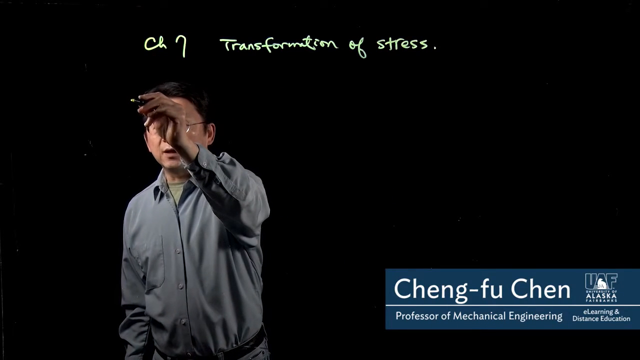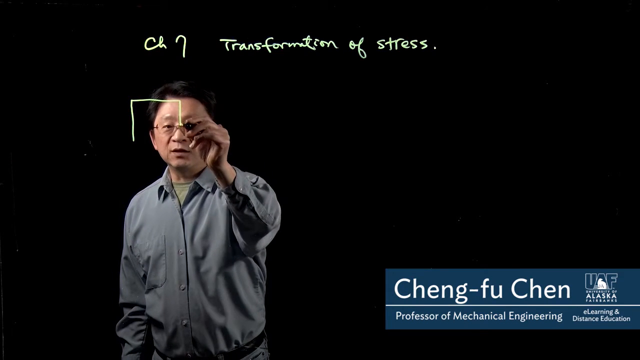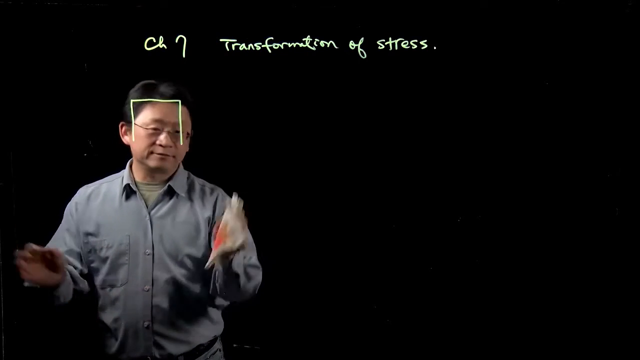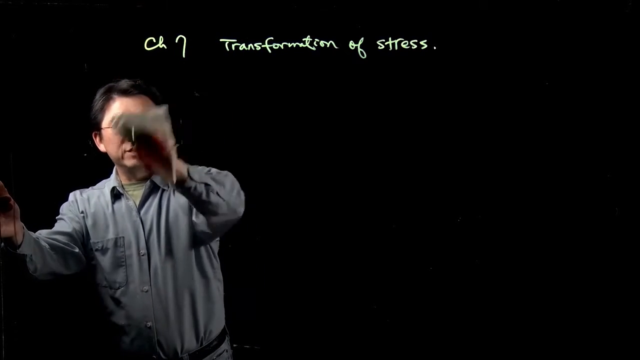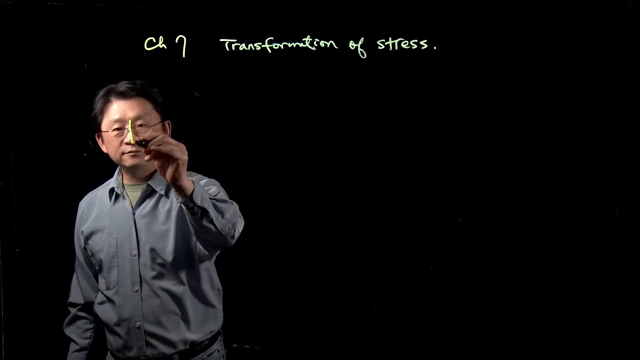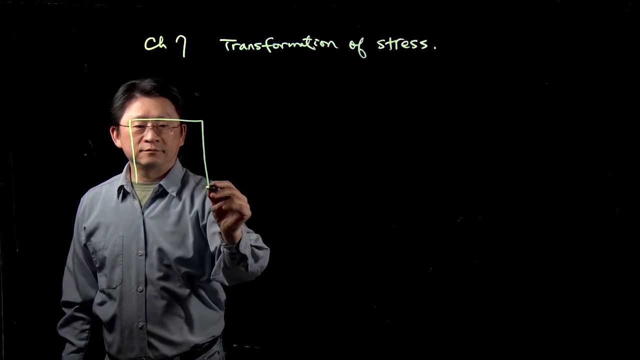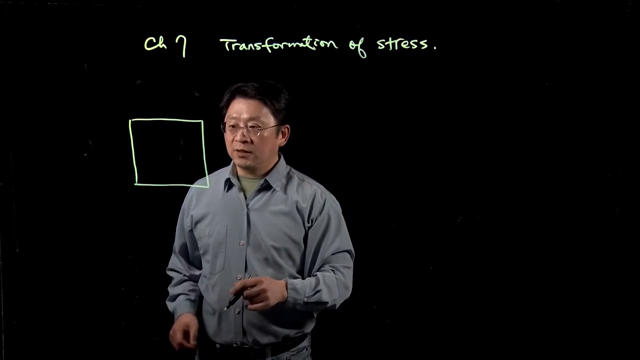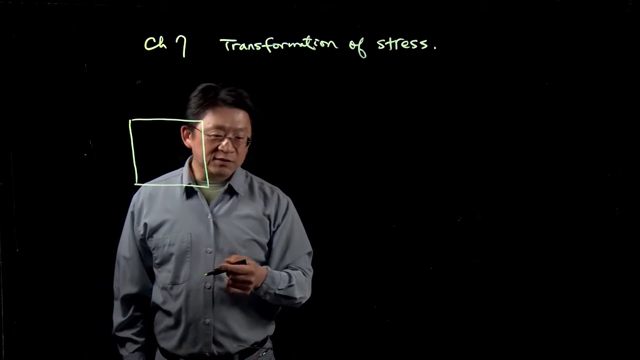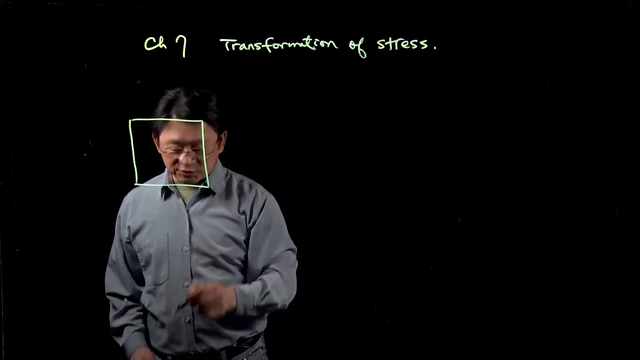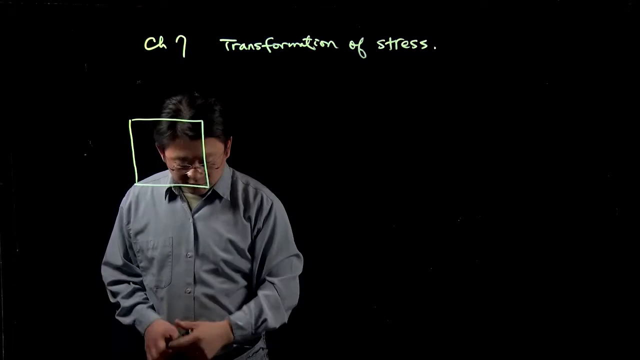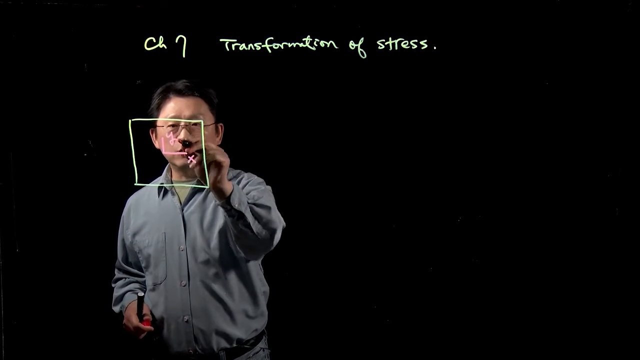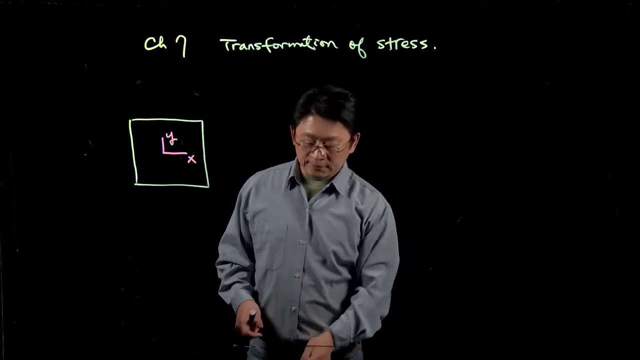So here we're starting from the description of a stress element. Let me draw this element bigger. If we consider this as a small stress element, and this element represents the local distribution of the stress, for example here we give ourselves the local coordinate system xy like this.